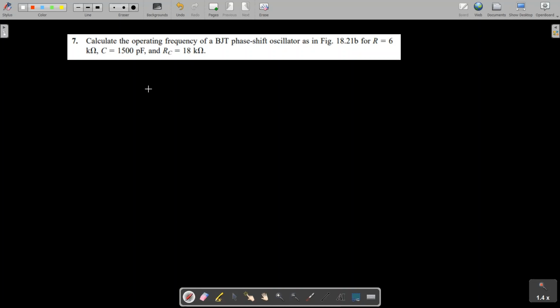Problem number 7 states that calculate the operating frequency of a BJT phase shift oscillator. The sixth problem was related to the FET phase shift oscillator. This is related to the BJT phase shift oscillator.